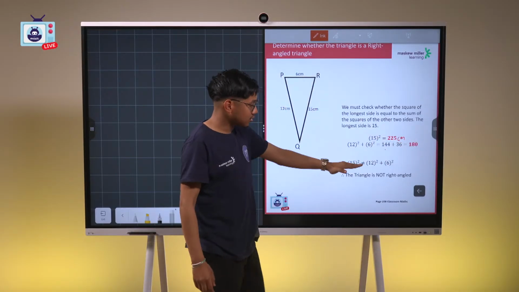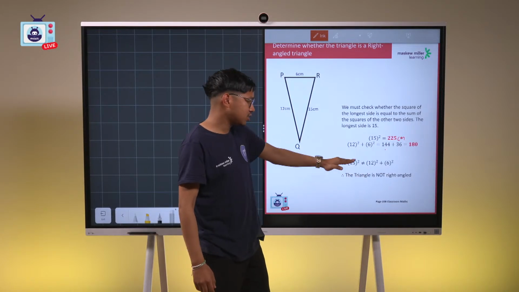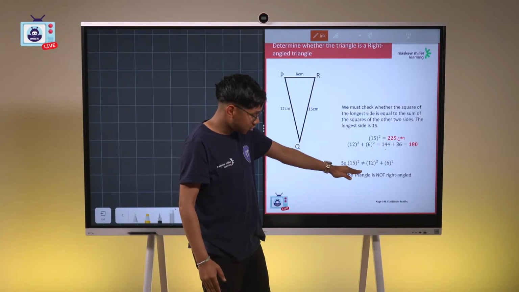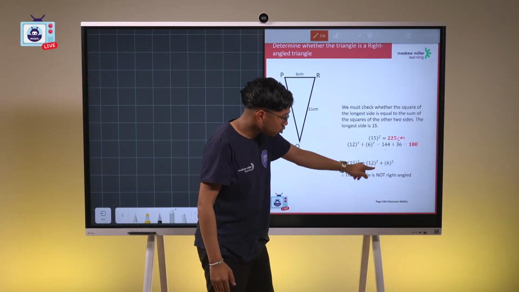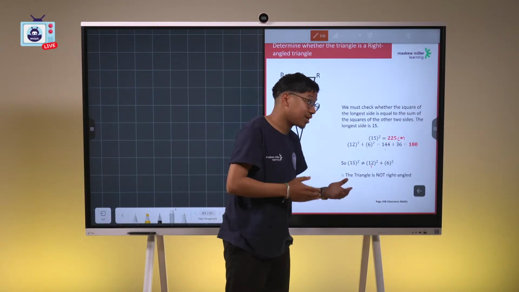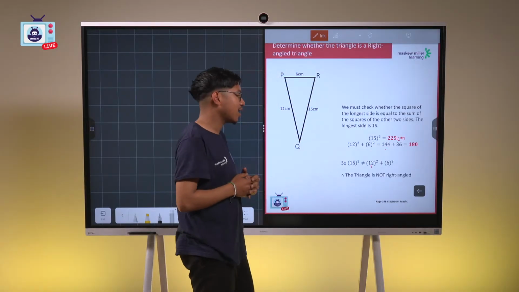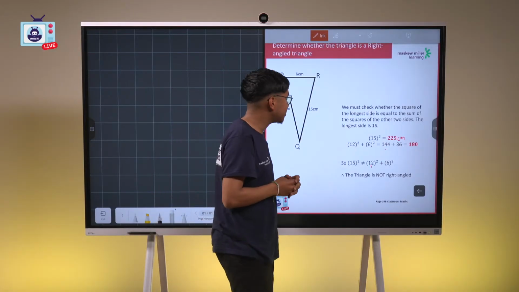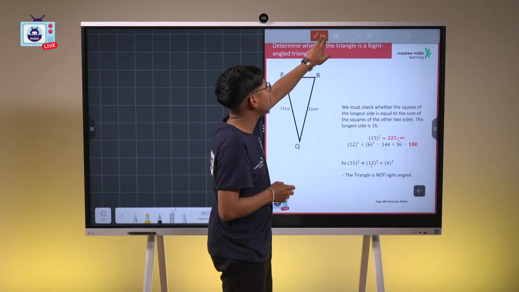So I'm making a conclusion here by saying, so 15 squared, which is the longer side, squared, is not equal to the sum of the two shorter sides squared. It is not equal to. Therefore, the triangle is not a right angle triangle. That, boys and girls, is how we check whether a triangle is right angled or not.